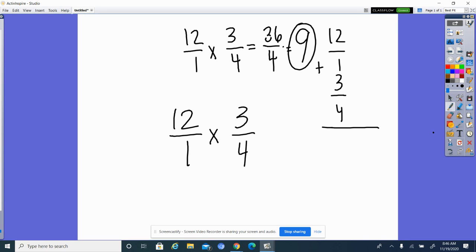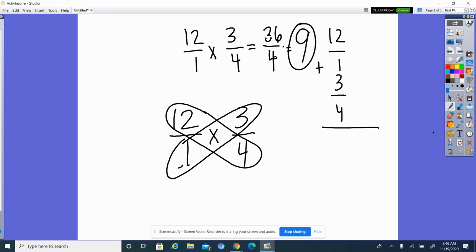So we've got a division problem here, right? Well, we're going to do some division in here before we even multiply. If it's cross canceling, we're looking at those two numbers and those two numbers. That's why we call it cross canceling. Is there anything that we can divide 1 and 3 by that's going to change the answer? No. Is there anything that we can divide 12 and 4 by?